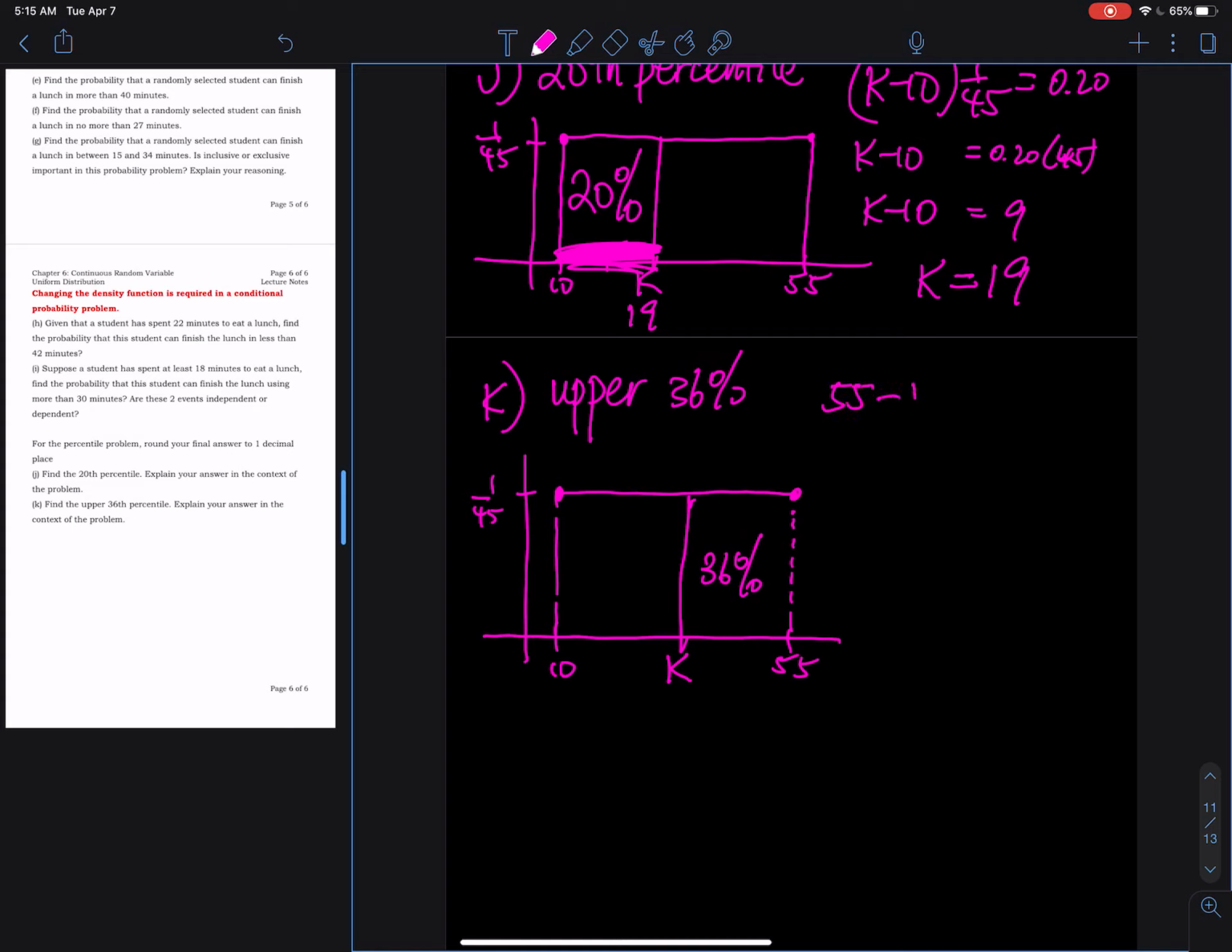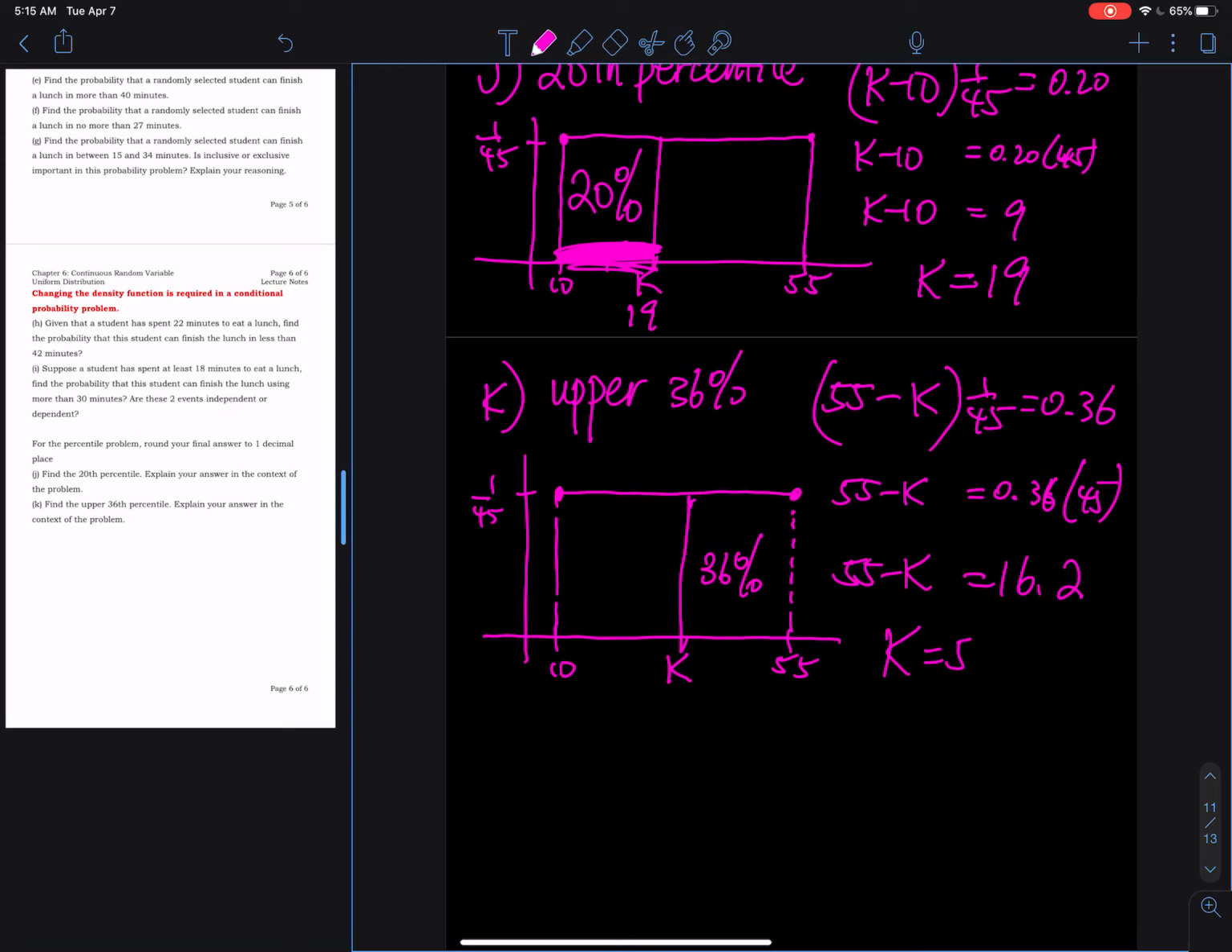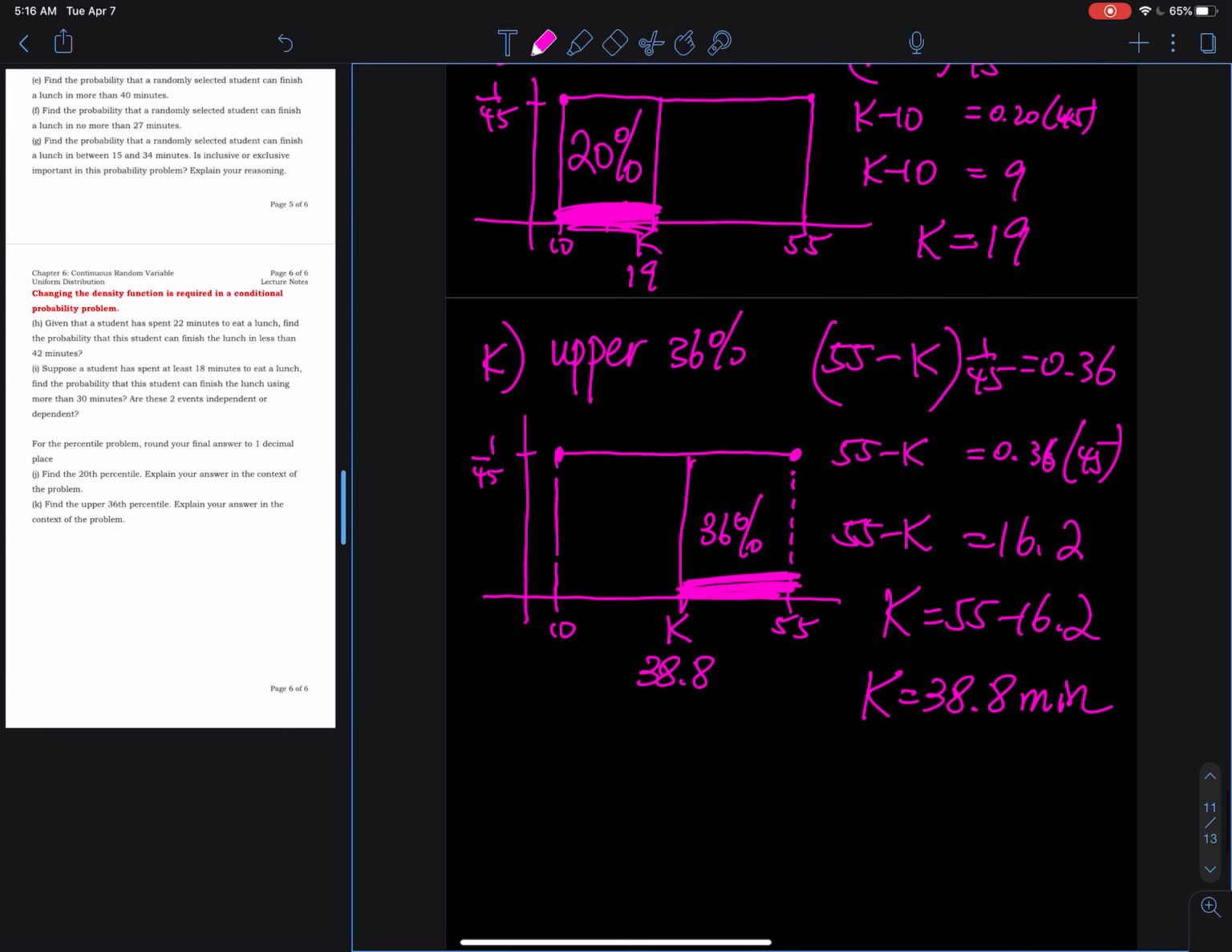So we have 55, always big minus small, because we cannot allow any negative in probability, times 1 over 45 equals 0.36. So 55 minus k equals 0.36 times, no, it's not 1 over 45, my mistake, it is 0.36 times 45. So that equals 16.2. And then 55 minus k equals 16.2. So k is 55 minus 16.2. K is equal to 38.8 minutes. So that means the probability that the student can finish a lunch between 38.8 and 55 minutes is 36%. All right, so that would be all for these examples.